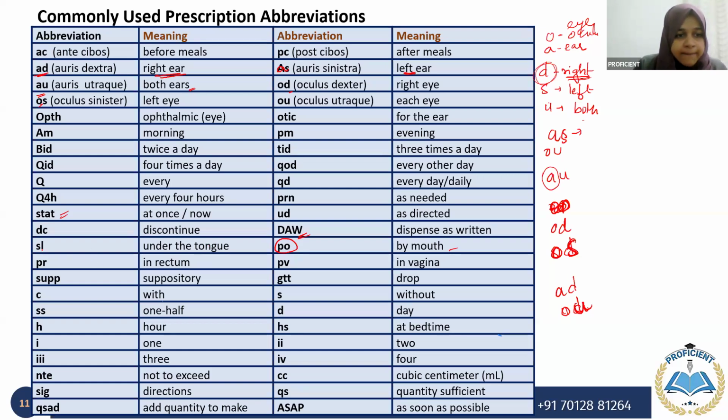Then SL, you know, no? Sublingual. Yes, sublingual. Then we have PR. PR means in rectum, right? PR is in rectum, right?